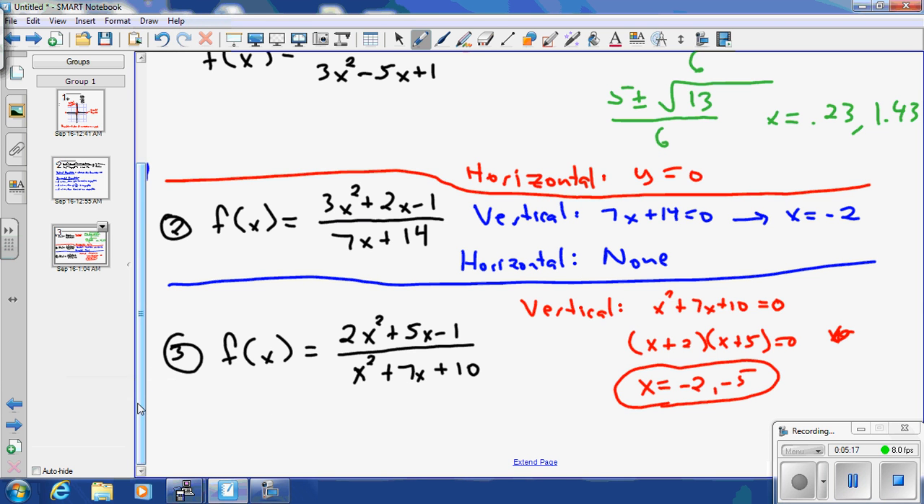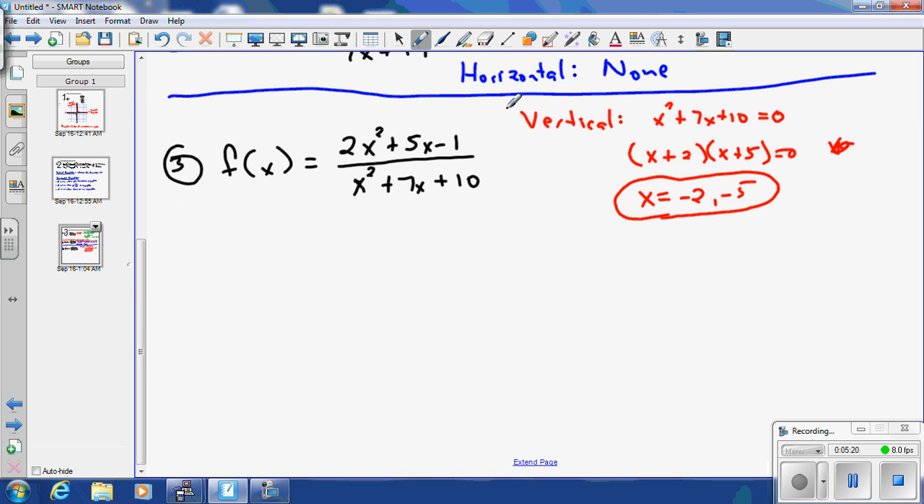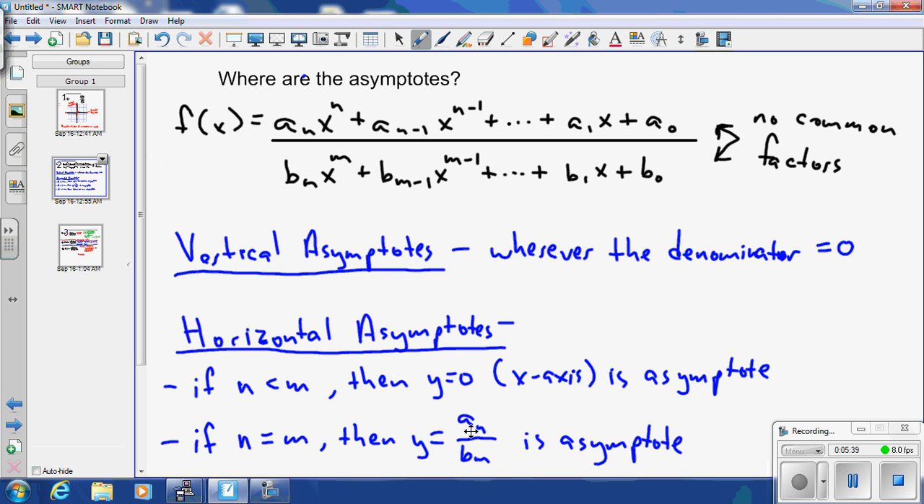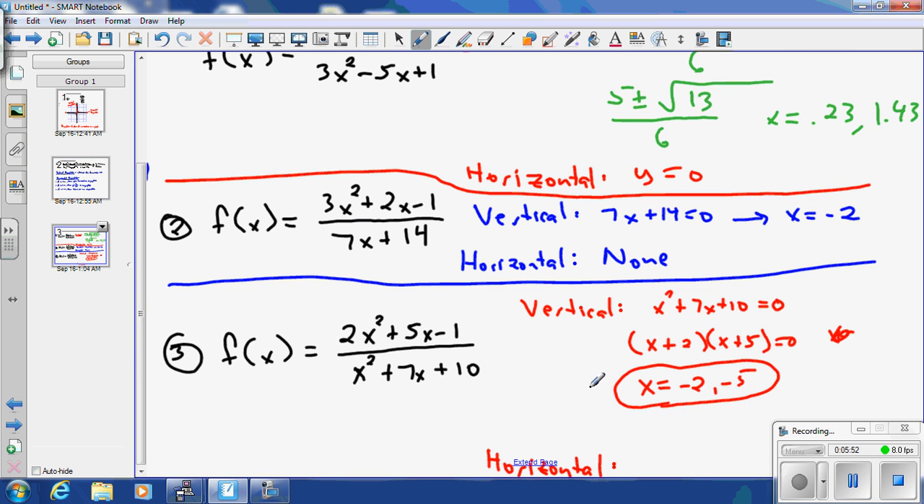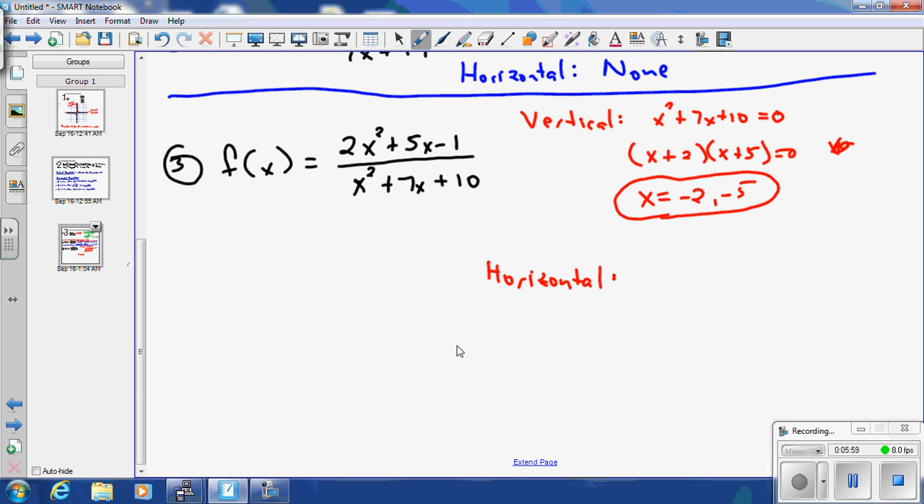As for the horizontal, you look at the power. Well, the top is equal this time to the bottom. So when the powers are equal, I take the lead coefficient from the top divided by the lead coefficient of the bottom. That's going to be my asymptote. So in this example, the lead coefficient for the numerator is 2. Lead coefficient for the denominator is 1. So y equals 2 divided by 1. Well, that's just y equals 2.